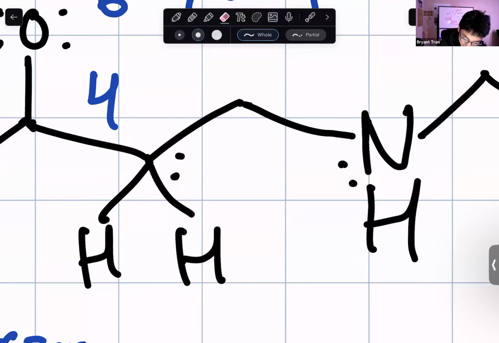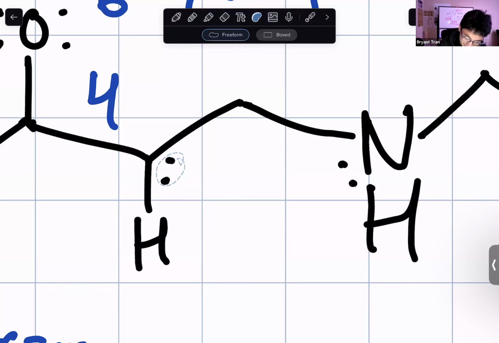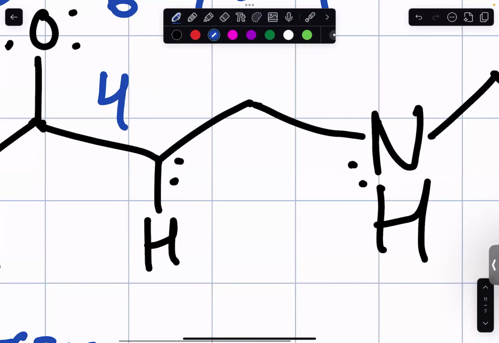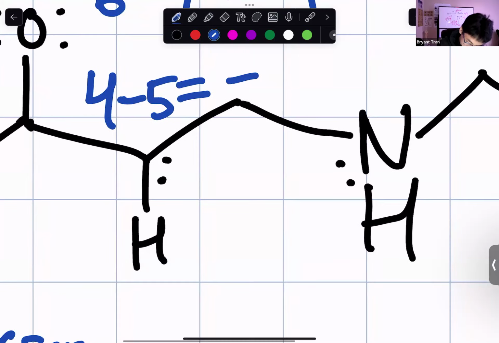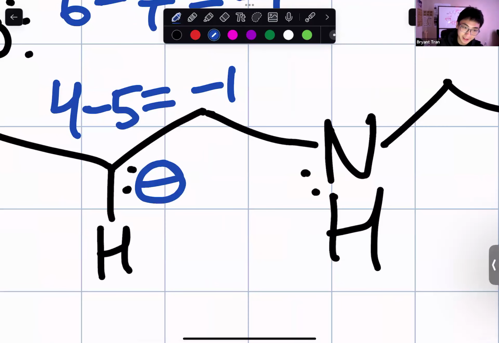But that's not very common. So let me just erase that hydrogen right there. Let me draw a more common thing that you're gonna see. Okay, what about now? 1, 2, 3, 4, 5. So -1 charge? Yes, -1. Correct. So this carbon here with 3 bonds and a pair of electrons, it's a negative charge like that.